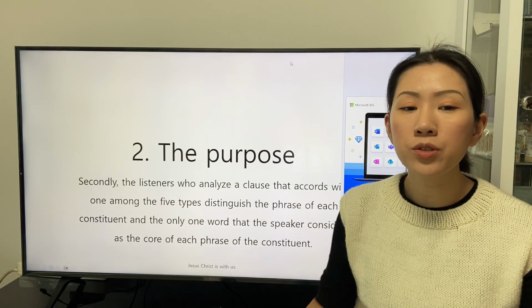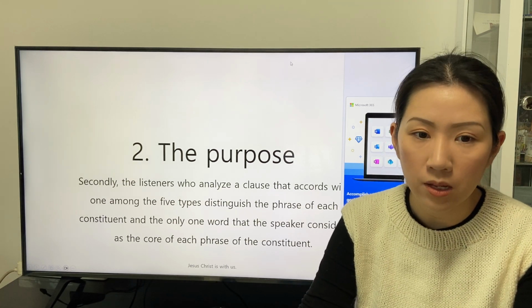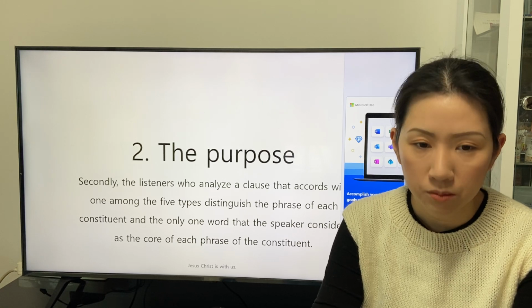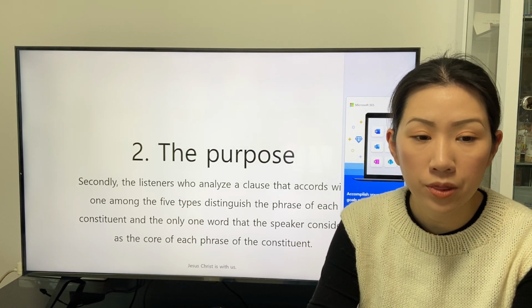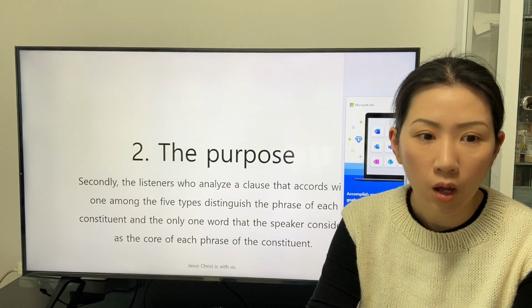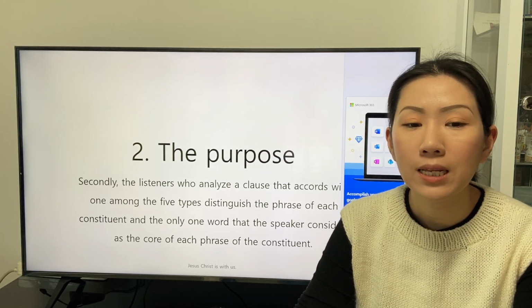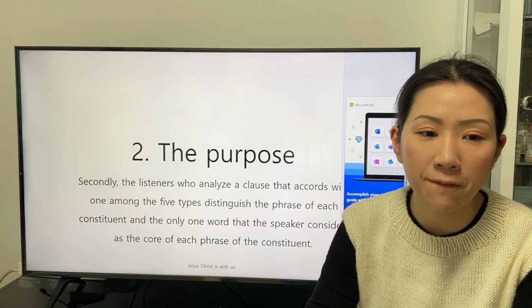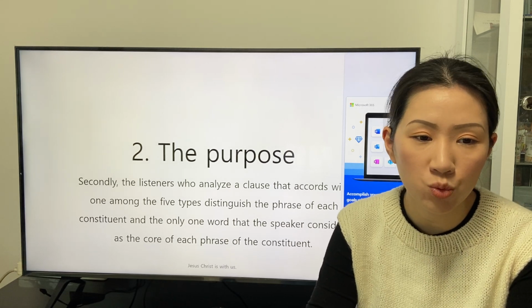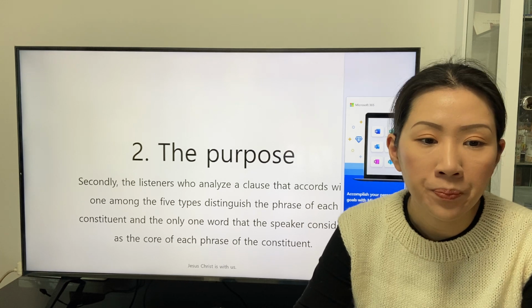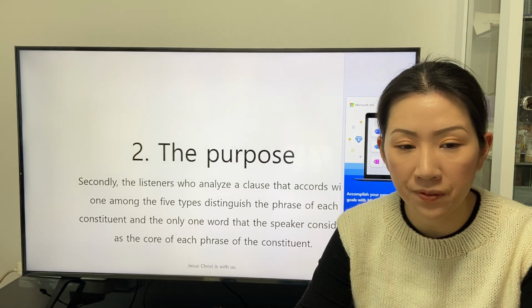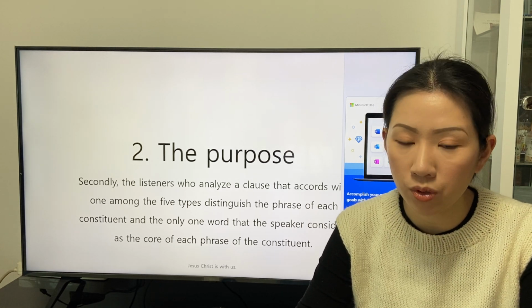Secondly, the listeners who analyze a clause that occurs with one among the 5 types distinguish the phrase of each constituent and the only one word that the speaker considers as the core of each phrase of the constituent.